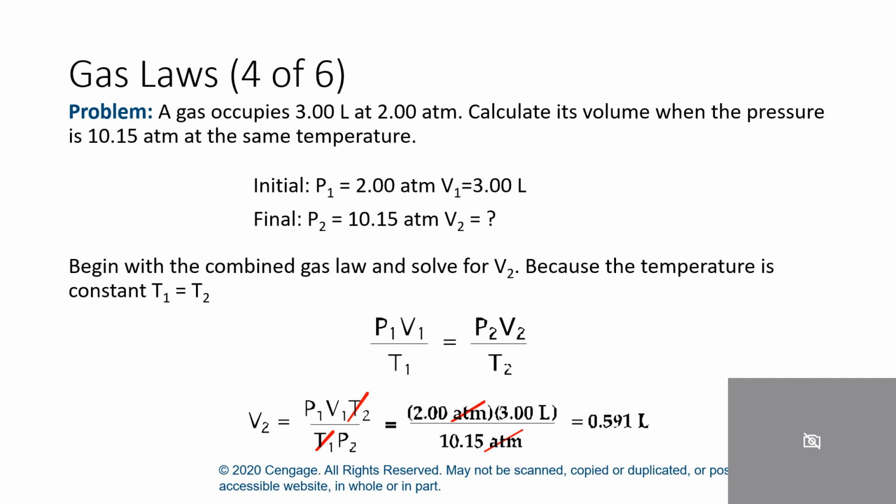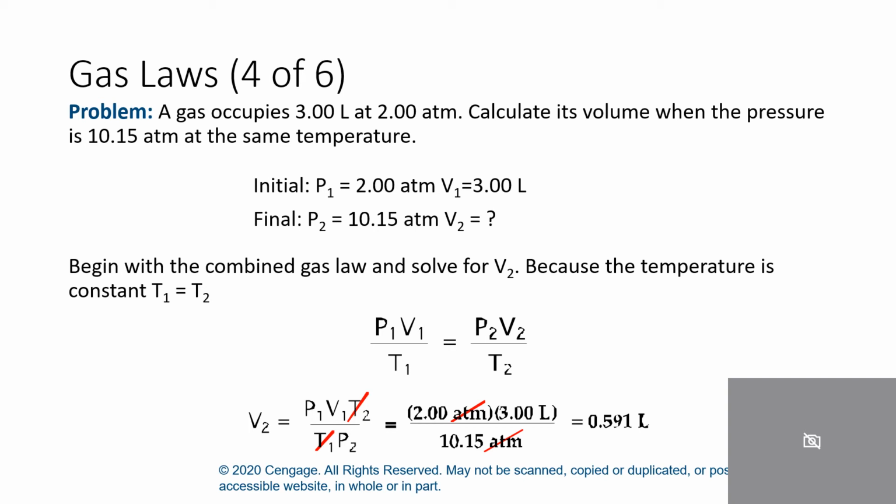Here is an example of the gas law calculation, and this is a really good place to start. A gas occupies 3 liters at 2 atmospheric pressure. Calculate its volume when the pressure increases to 10.15 atm at the same temperature. Now, you might say to yourself, they don't give us the temperature. How do we handle this? Well, they're telling us that the temperature initially is the same as the temperature after these changes in the pressure. And then how does the change in the pressure create a change in the volume?